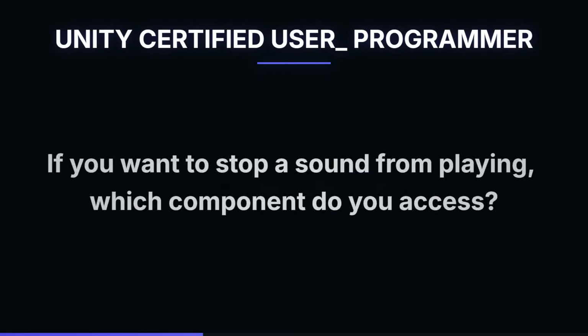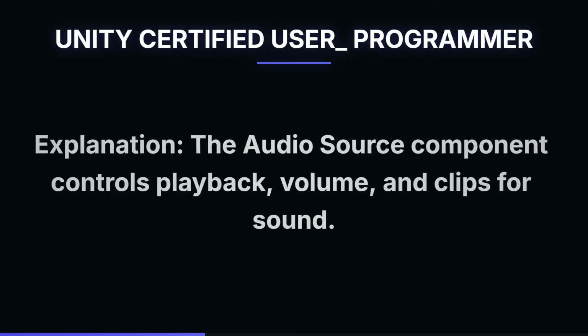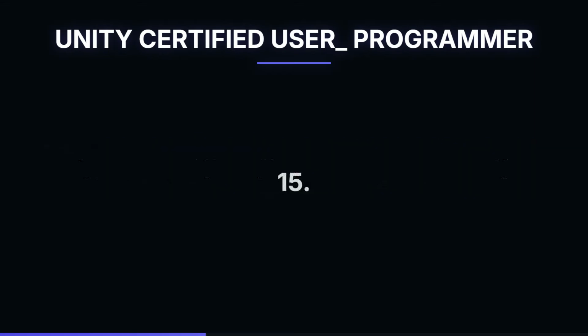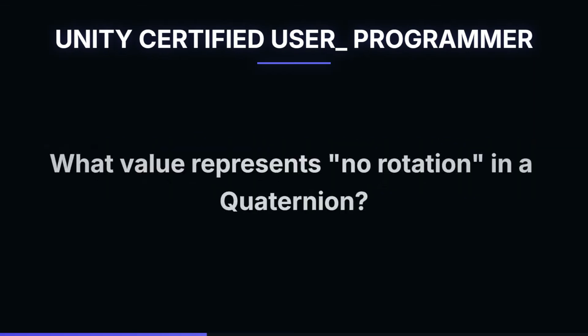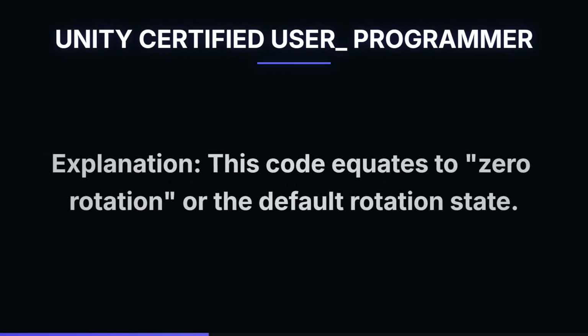14. If you want to stop a sound from playing, which component do you access? Answer: audio source. Explanation: the audio source component controls playback, volume, and clips for sound. 15. What value represents no rotation in a quaternion? Identity. Explanation: this code equates to 0 rotation or the default rotation state.